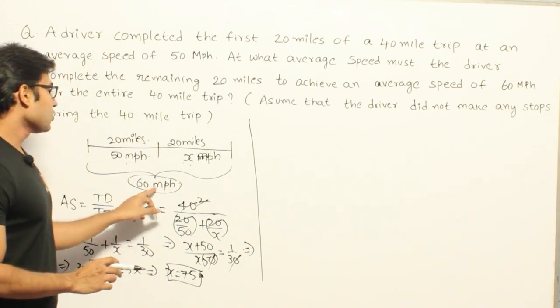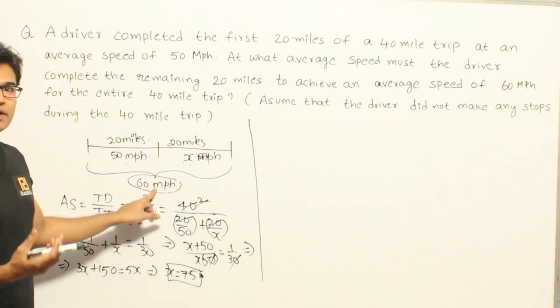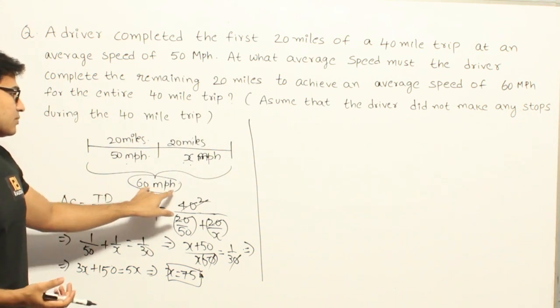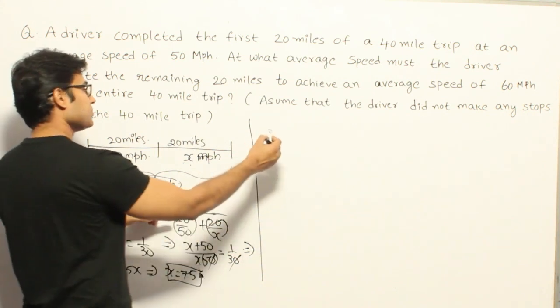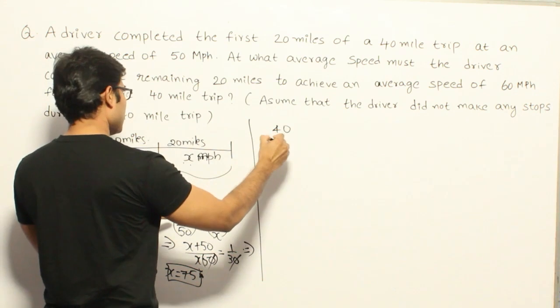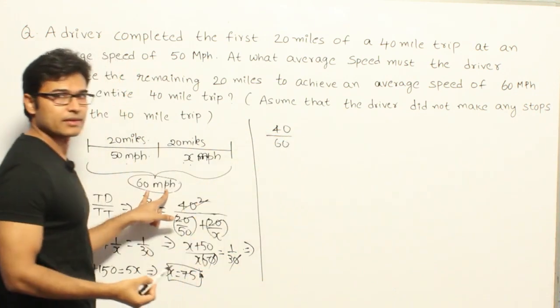Now, what is the total time that we would have taken if we were going to cover the trip at 60 miles per hour? It is distance by speed. So what is the distance? 40 by 60, right?